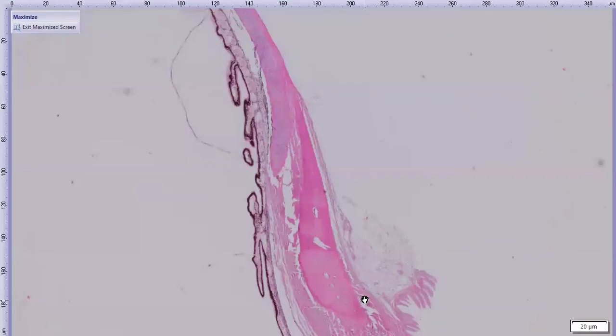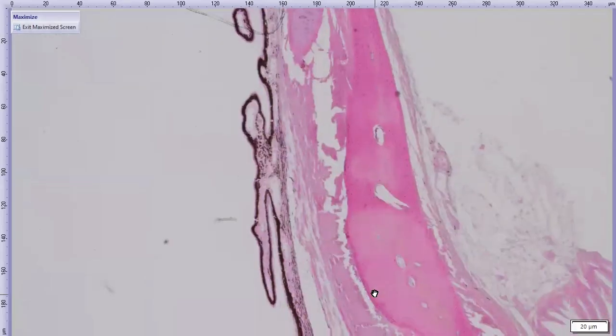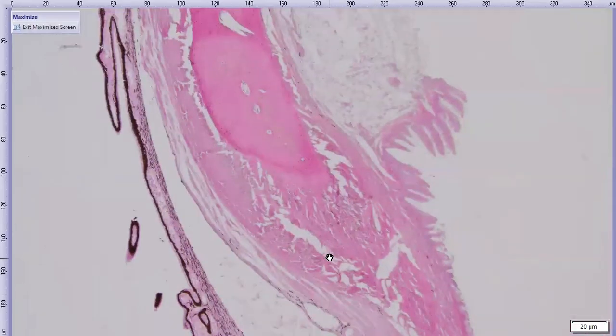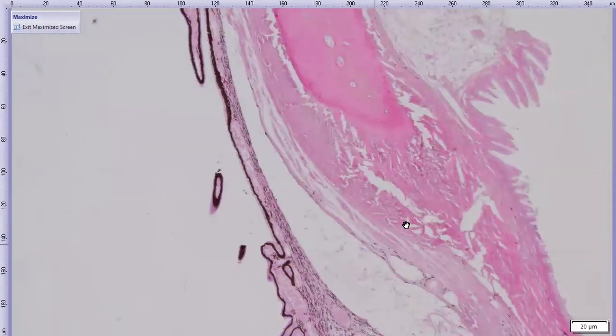So now we're going to look at the ciliary muscle. And I've already mentioned that it's skeletal muscle. And so here's a portion of it. And here's another portion over there.